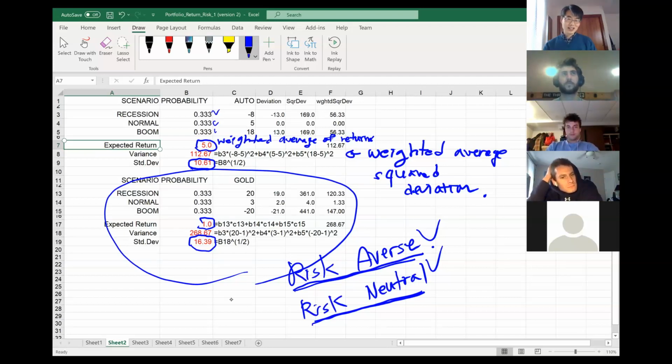So the key point here is that there's a difference between the risk and return of an asset versus the risk and return of a portfolio. Let's say you created a portfolio and your portfolio has multiple assets. Then how do you calculate the rate of return of a portfolio and the risk of a portfolio?